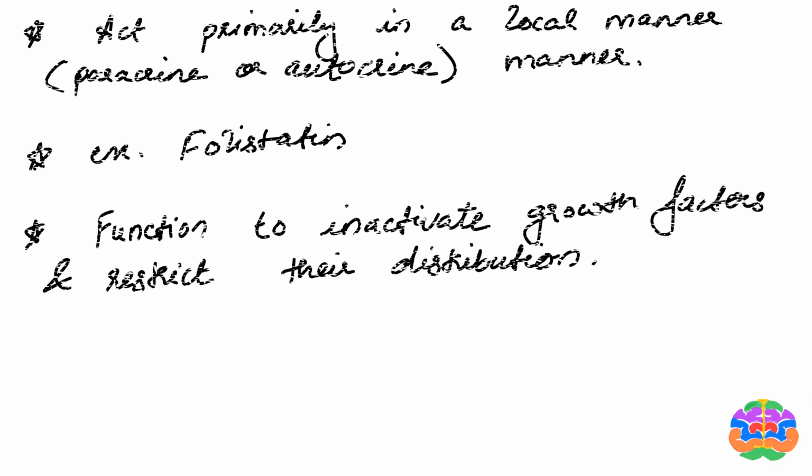They act primarily in a local manner, that is, in a paracrine or autocrine manner. Example, follistatin. The function of follistatin is to inactivate growth factors and restrict their distribution. The function here is opposing to what we learned in the other receptors before.